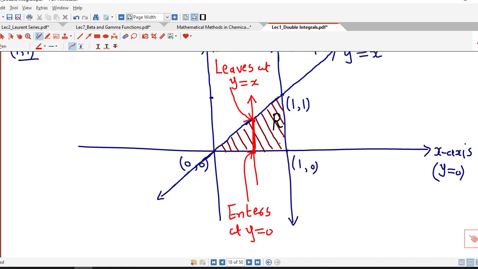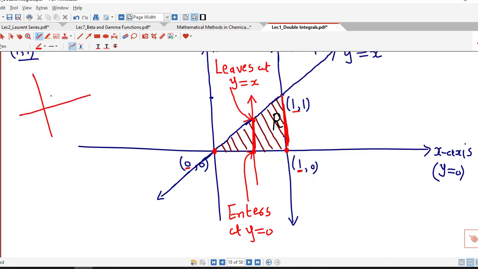Now to find out the limits of integration for variable x, we consider the leftmost point of the region and the rightmost point of the region. So at this point the value of x is 0, and at this point the value of x is 1. All these are rightmost points of the region, so at all these points the value of x is 1. So x varies from 0 to 1.